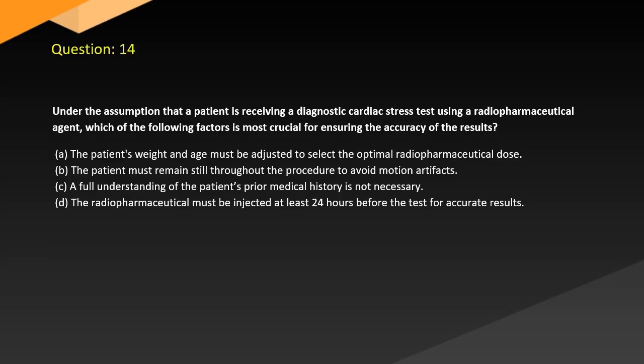Question 14. Under the assumption that a patient is receiving a diagnostic cardiac stress test using a radiopharmaceutical agent, which of the following factors is most crucial for ensuring the accuracy of the results? A. The patient's weight and age must be adjusted to select the optimal radiopharmaceutical dose. B. The patient must remain still throughout the procedure to avoid motion artifacts. C. A full understanding of the patient's prior medical history is not necessary. D. The radiopharmaceutical must be injected at least 24 hours before the test for accurate results.